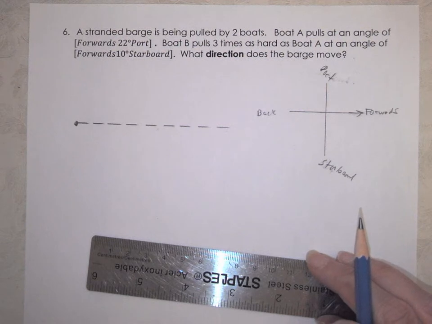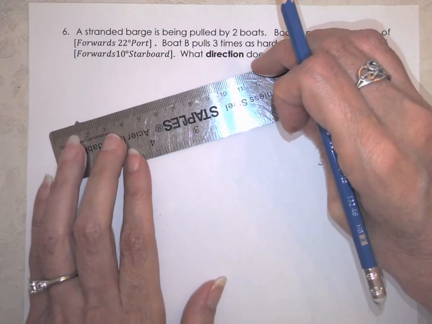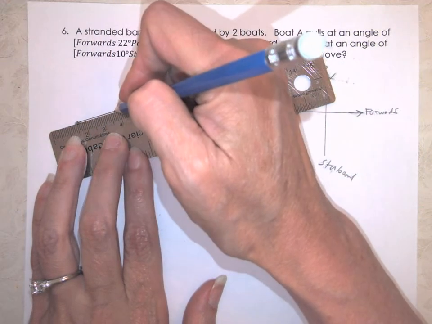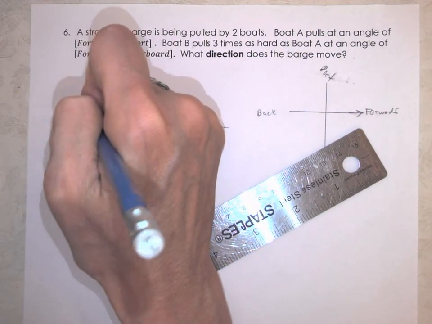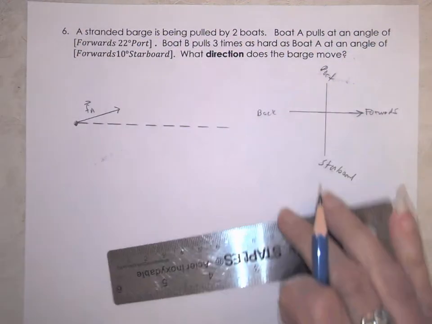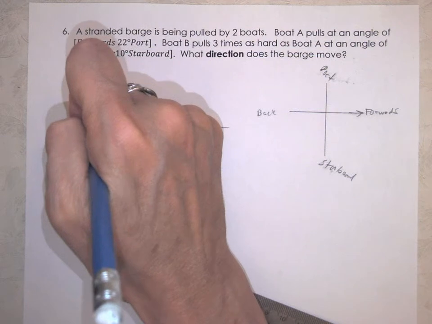So there's boat A, which pulls at an angle of forwards 22 degrees port. So here's my boat A. We'll call that F_A, for the force that tugboat A is pulling at. We know that that's 22 degrees here.